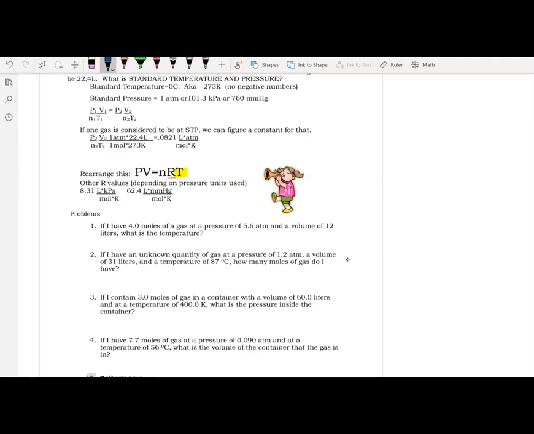Once again, here we have the ideal gas constant: 0.0821 liter atmospheres per mole degree Kelvin. If you were using a system that had kilopascals for your pressure, your ideal gas constant would be 8.31. We just saw that on the other page. If you were using millimeters of mercury, your ideal gas constant would be 62.4.